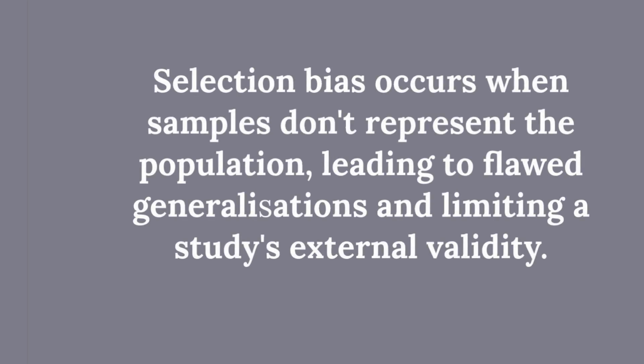Selection bias arises when samples don't represent the population. It leads to flawed generalizations. This bias limits a study's external validity. Ensuring representative samples is crucial. Without it, findings cannot be accurately generalized.